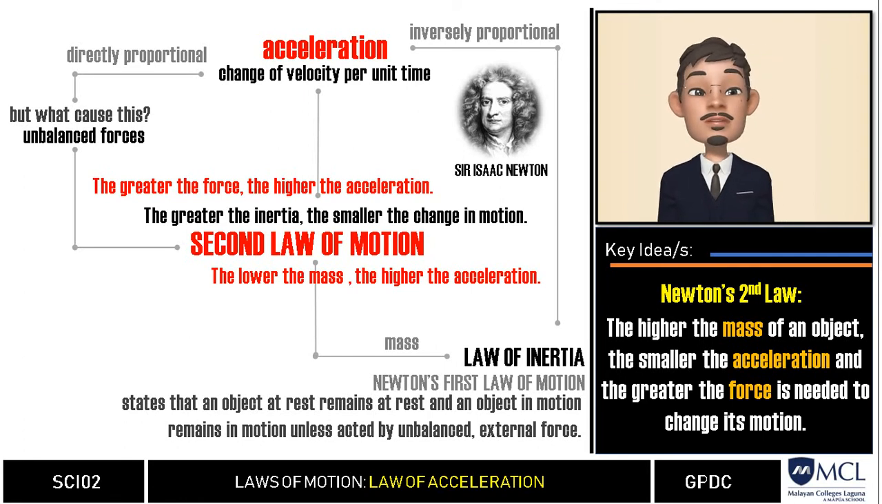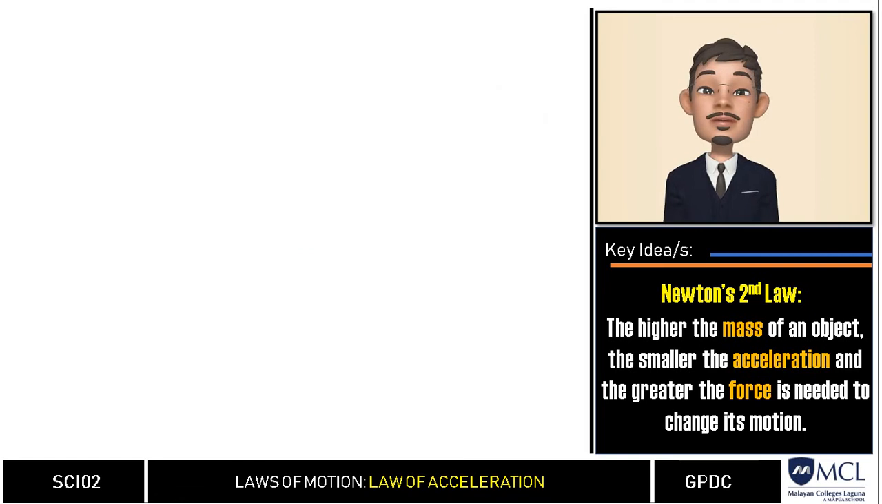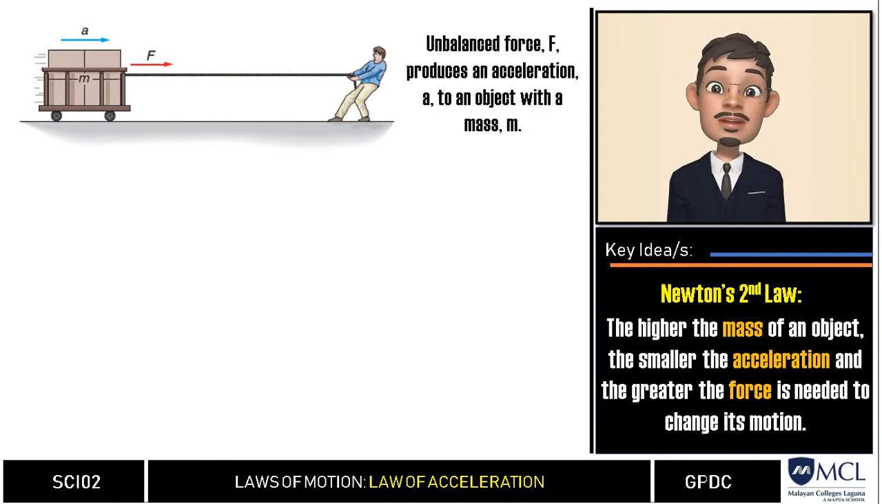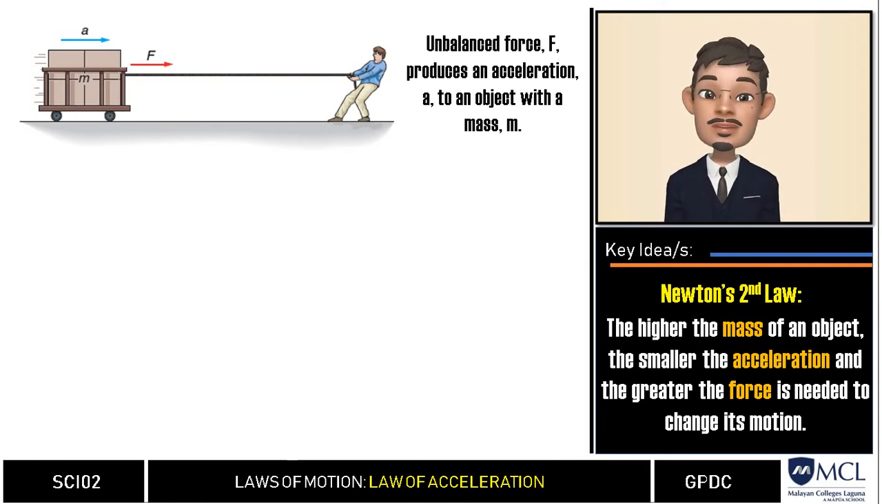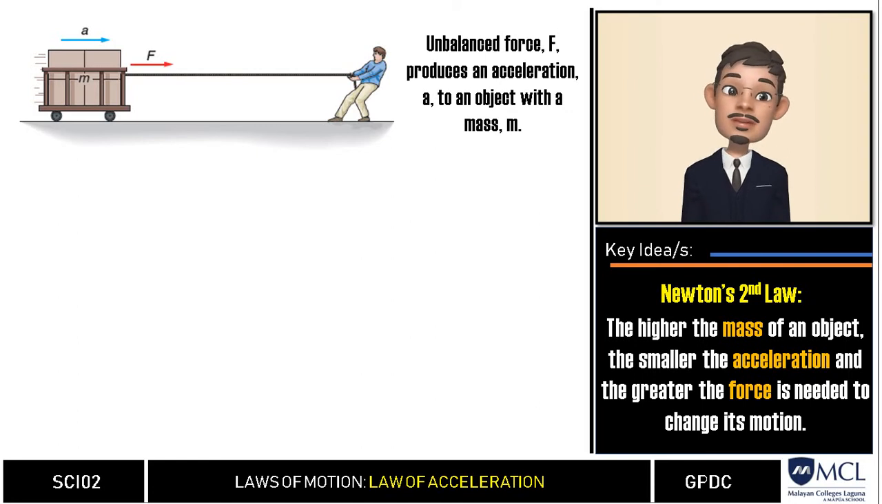Commonly, we represent the second law as F = ma, where F is the force, m is mass, and a is acceleration. Let us have a descriptive illustration of these relationships. Here is a man exerting a force F on an object with a mass m. Notice that in this figure, the unbalanced force from the man's pull produces an acceleration to the object.